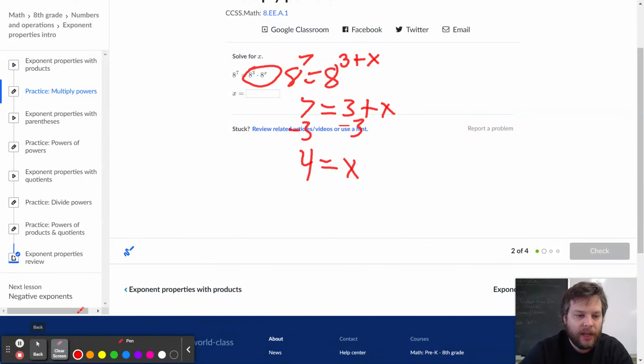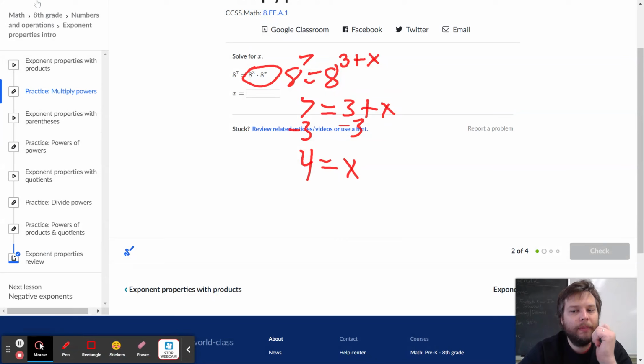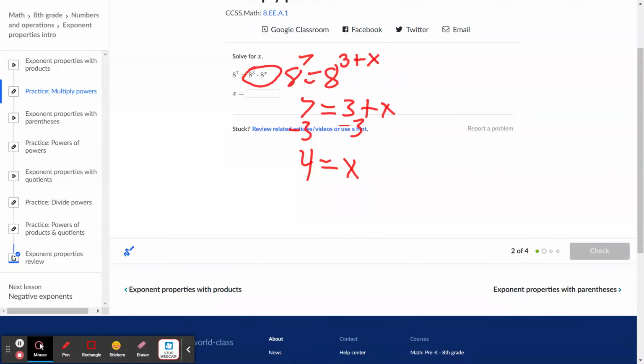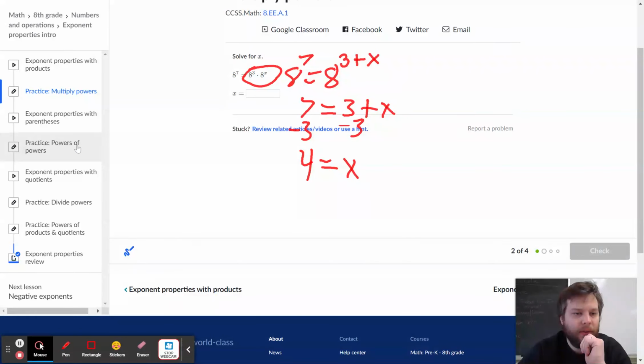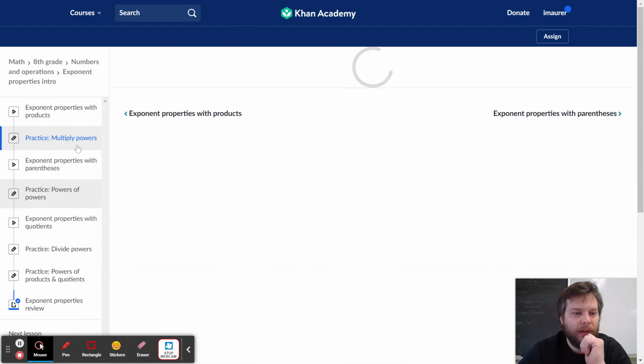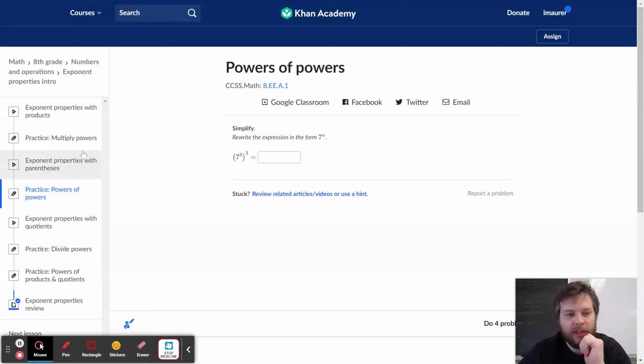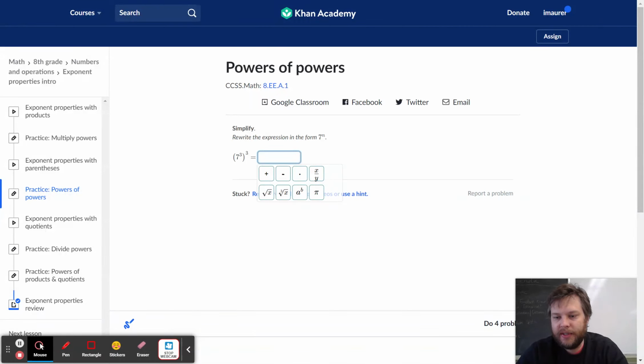And so with that, I will move on to the next Khan Academy link that I wanted you to work on. So going right back to Canvas and going back down, the next one is this one right here, Practice Powers of Powers. You can use either the Canvas link, or you can navigate here on the left side down to the next one with a pencil.